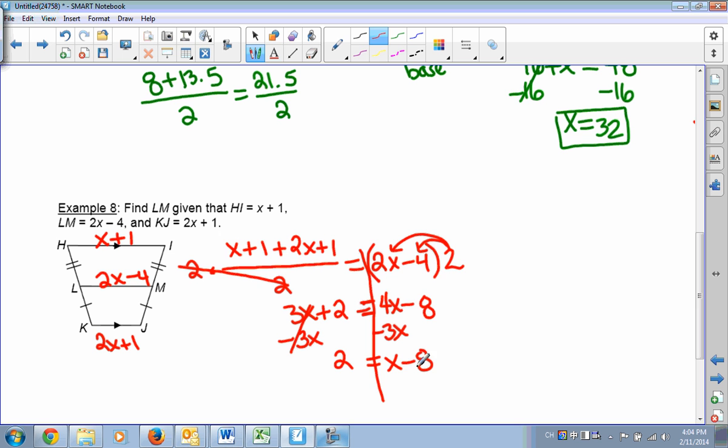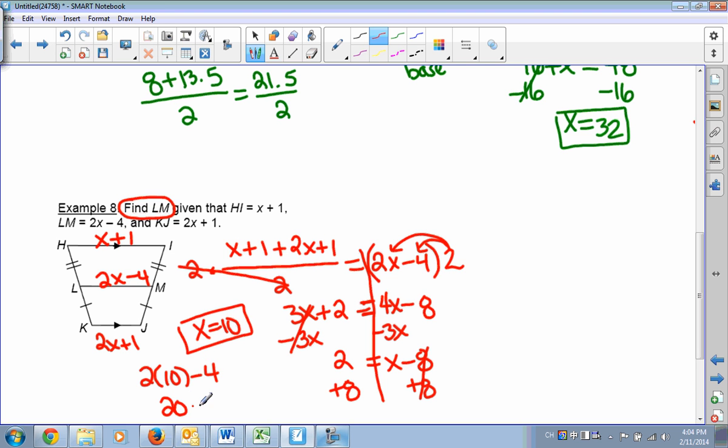Yeah, do I plus 2 or do I move the 8? Yeah, I want the x by itself, so I want to add the 8. Why do I add the 8 and not minus the 8? Because it's already subtracting. I do the opposite. Good. Am I done? Yeah, because what is it asking for? LM, which is our mid-segment, which is 2x minus 4. So all I do is plug it in. 2 times 10 minus 4 is 16. Very good. LM is 16.